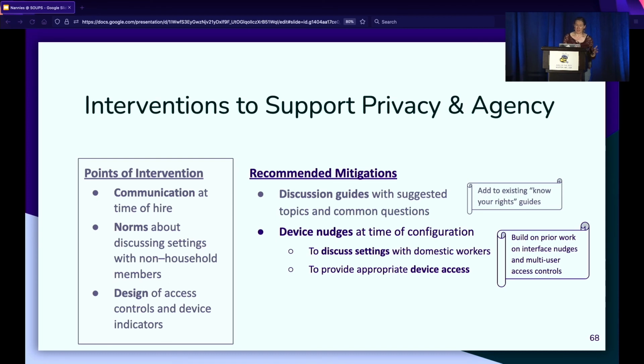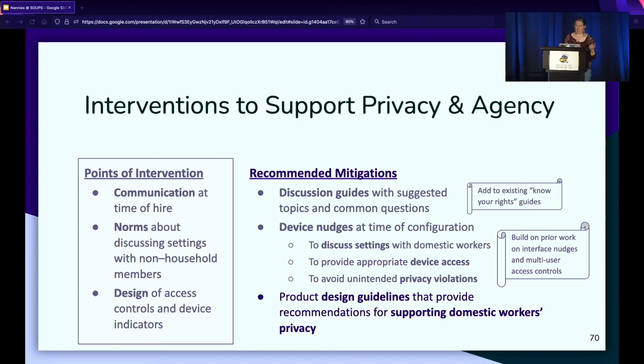Some of our participants said they'd like to have some kind of access, for example, to be able to use the device's baby monitor. And appropriate nudges can also steer employers away from accidentally violating domestic workers' privacy. And these ideas could be supported by product design guidelines that provide nuanced guidance about specific privacy issues for domestic workers and recommendations for balancing the needs of employers and employees.